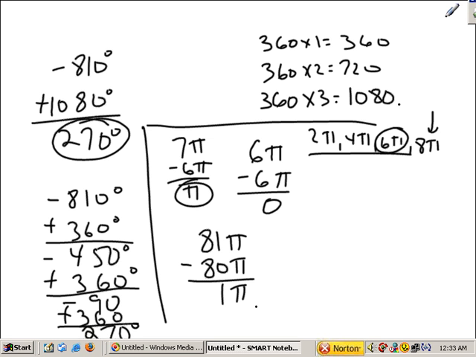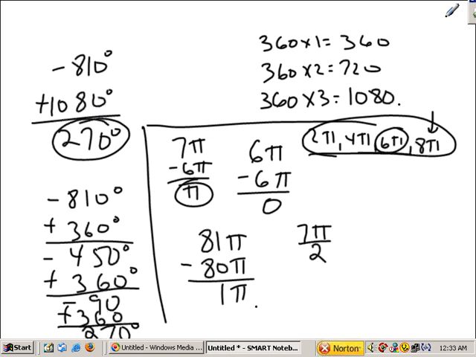80 is an even number of pi's. That's how you study this. You can add or subtract an even number of pi's. And you can go 81, 79, 77, 75, 73, 71, and keep going until you get an answer between 0 and 2 pi. Okay, what if I give you 7 pi over 2?